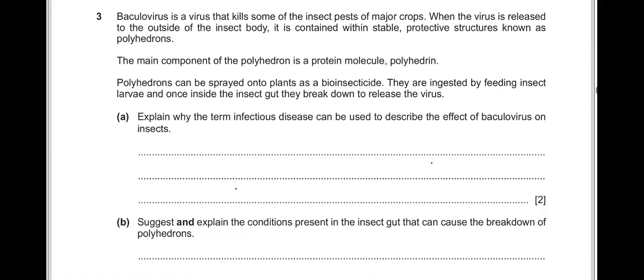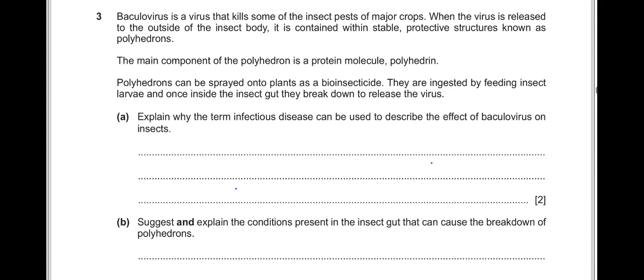So moving on to question number 3. Baculovirus is a virus that kills some of the insect pests of major crops. When the virus is released to the outside of the insect body, it is contained within stable protective structures known as polyhedrons. The main component of the polyhedron is a protein molecule, polyhedrin. Polyhedrons can be sprayed onto plants as a bioinsecticide. They are ingested by feeding insect larvae, and once inside the insect gut, they break down to release the virus.